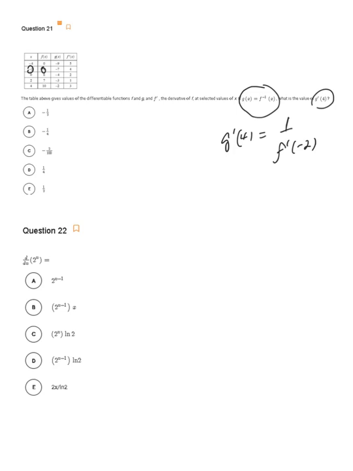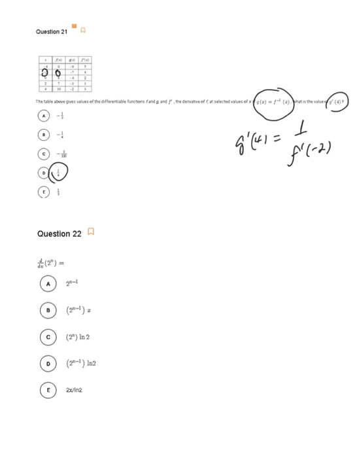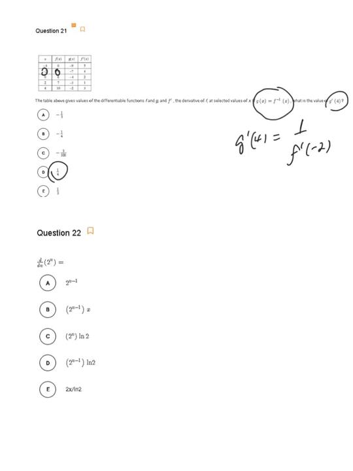Okay? So now I go to f prime of -2, which is 4, and then I get 1/4. So that's choice D. Okay, the next question. I want the derivative of 2 to the x. So we had gone over this last week. 2 to the x times ln 2. Choice C.